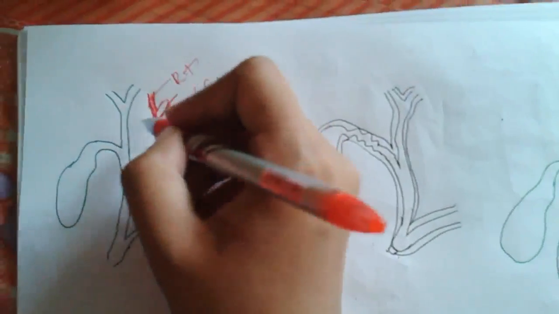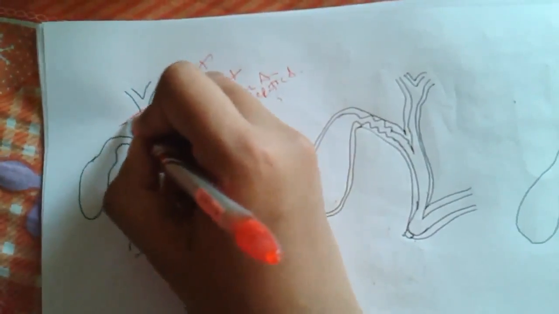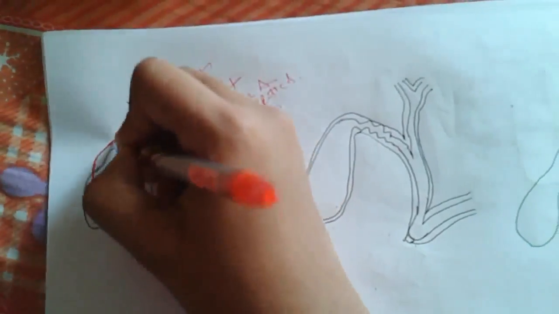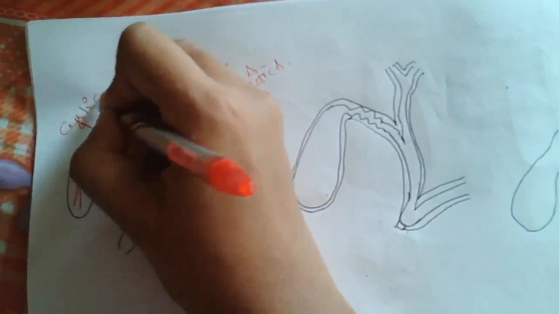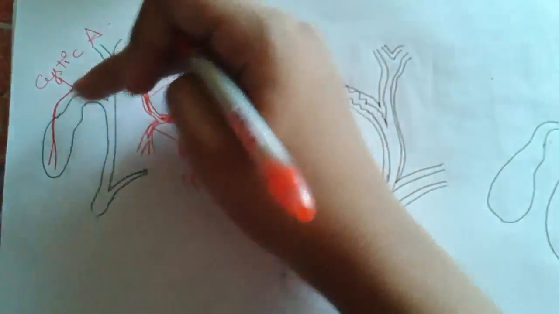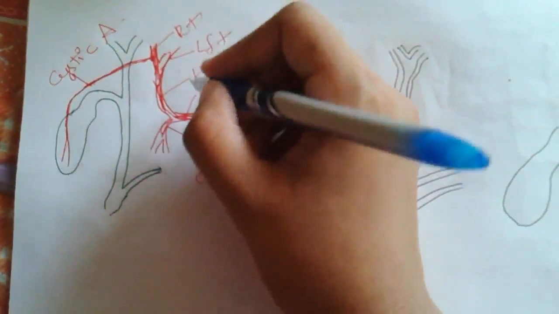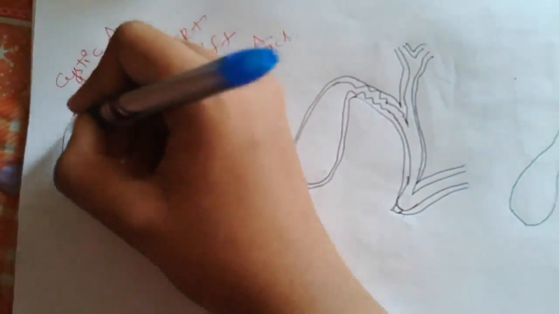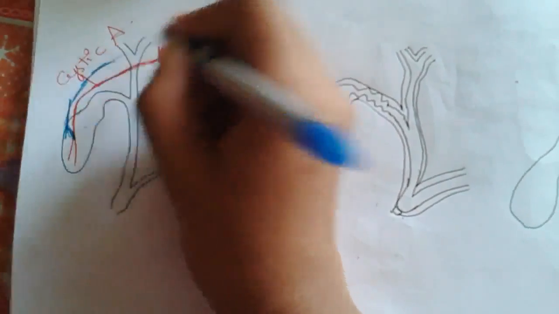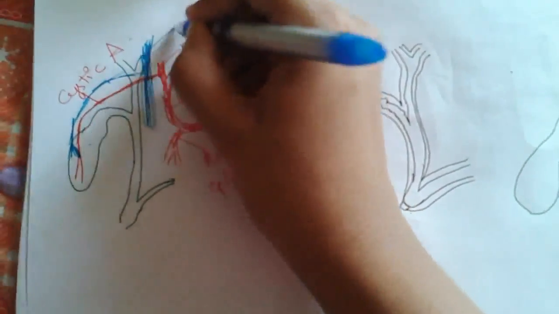But for the gallbladder, the right hepatic artery gives a small branch. It goes like this and supplies the gallbladder. This is the cystic artery. Got it? The cystic artery supplies the gallbladder. Similarly, in the venous drainage, the cystic vein drains the blood from the gallbladder and then drains directly into the portal vein.